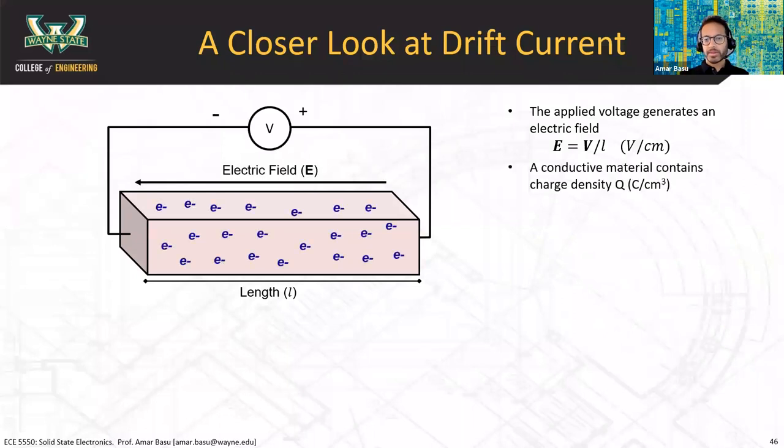Okay, so I'm drawing out the charge density here now. So we have these electrons. Just to keep things simple, we're not going to look at holes right now. We're just looking at electrons. So imagine we have an N-type semiconductor where we only have electrons. What we're interested in is, what is the charge density? The units for charge density are coulombs per centimeter cubed. If I took out one cubic centimeter of material, how many electrons would I have in there?